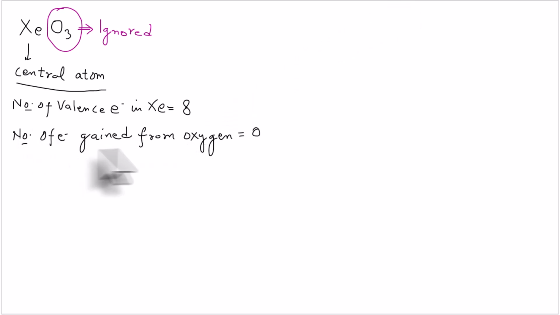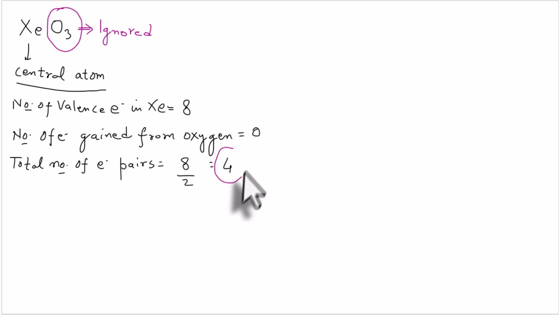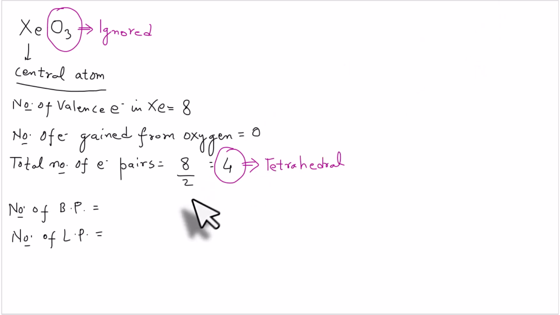So the number of electrons which is gained from oxygen is 0 because oxygen is doubly bonded, and VSEPR theory considers only the sigma bonds. Now total number of electron pairs. So we have only 8 divided by 2, that is equal to 4, and if this is the total number of electron pairs, then the regular geometry should be tetrahedral. Next comes the number of bond pairs.